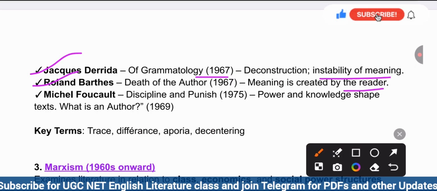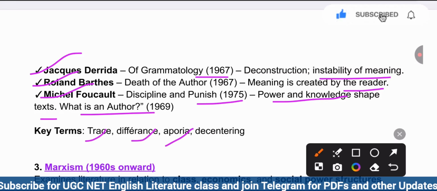Once the work is finished by the writer, the writer's work is done, and it is up to the reader how he interprets the meaning. He is the reader and he is the interpreter. So there is nothing to do with the author. Michel Foucault, Discipline and Punish, 1975, gave us the concept of power and knowledge shaping text. And What Is an Author?, 1969. In post-structuralism, you will find the key terms trace, différance, aporia, and decentering.